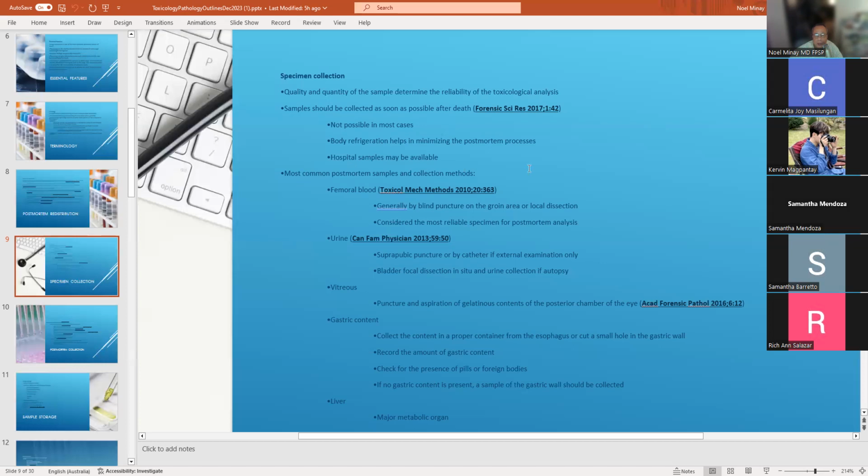Now, most common postmortem samples and collection methods: femoral blood, just singit. Yan. Sa living persons, usually it is done frantically if you cannot get blood from the hands or dito sa antecubital fossa ng arm. Sa autopsy, it can be collected only before the autopsy is done by a local dissection and considered to be the most reliable specimen for postmortem analysis. Ako kumukuha ng dugo dito sa baba ng clavicular bones sa left and right.